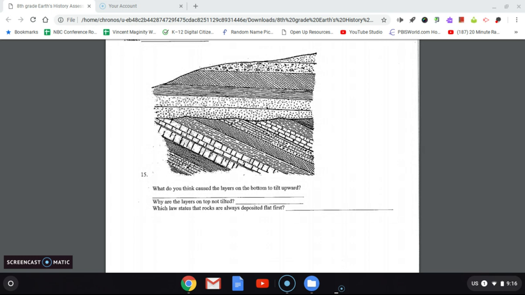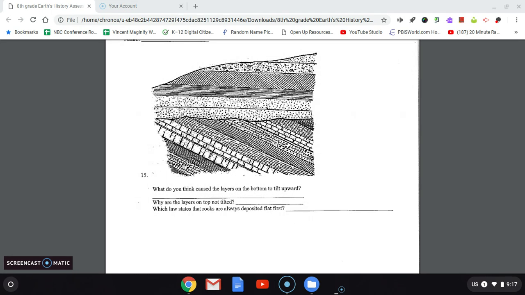For 15, you're also going to use the picture to fill in the blanks. What do you think caused the layers on the bottom to tilt upward? What are the layers on top? Why are the layers on top not tilted? And which law states that rocks are always deposited flat first? Hit pause if you need time to think about that.